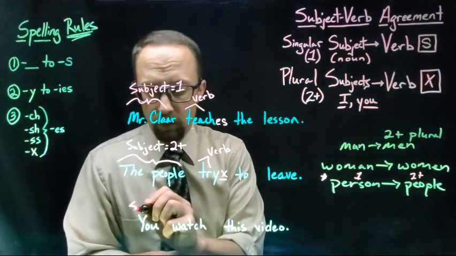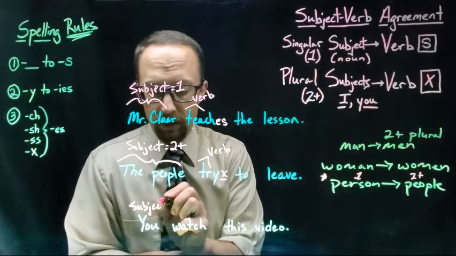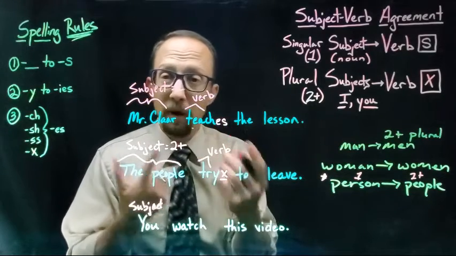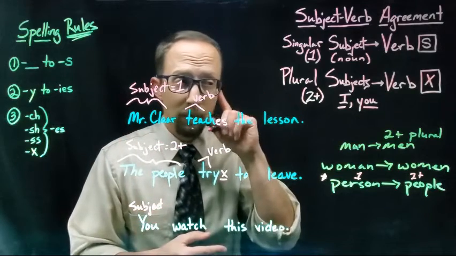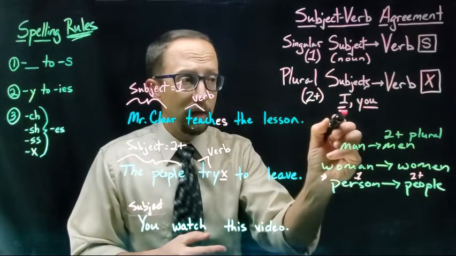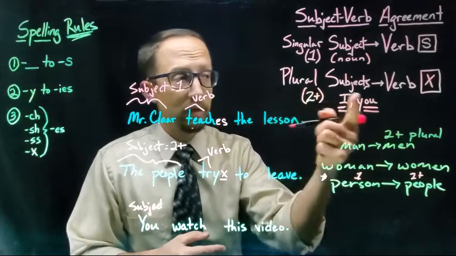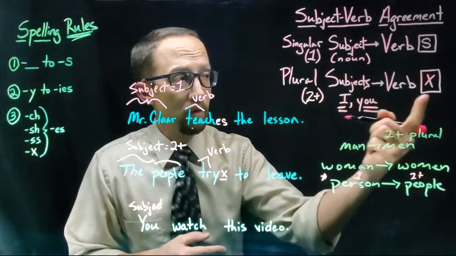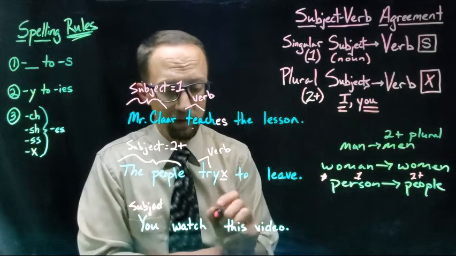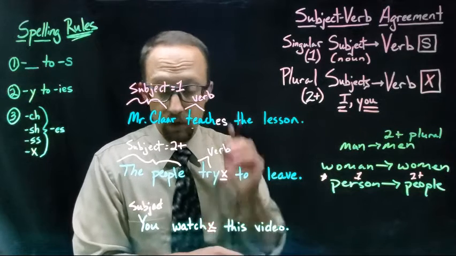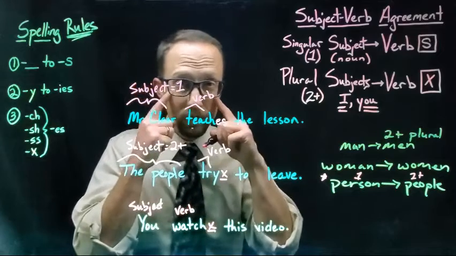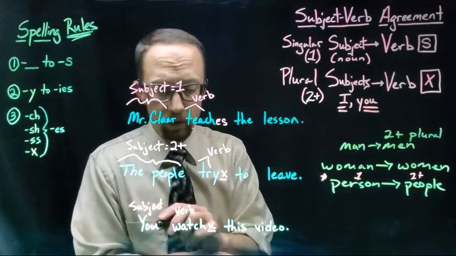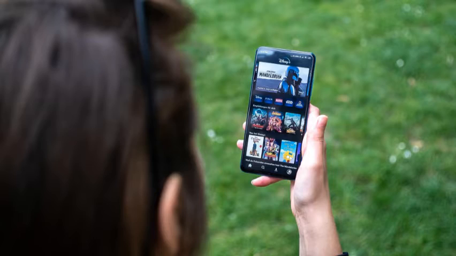Then you have you as the subject. You. How many is you? Oh, you are only one sometimes. But remember, I and you are always counted in plurals. So with you, there is no S. So you just say, because this is our verb, watch. Watch is the verb. You watch this video.